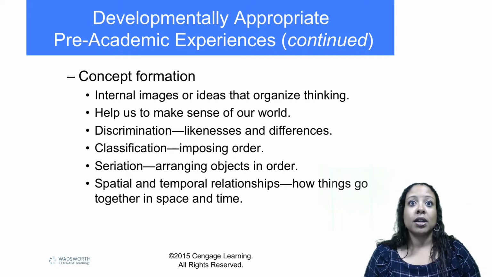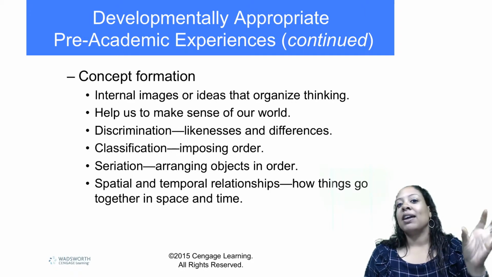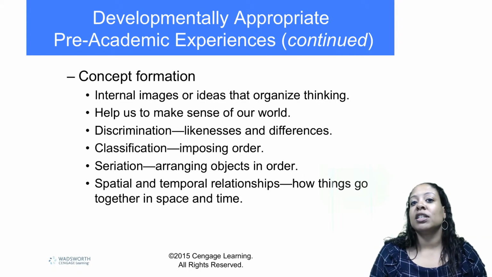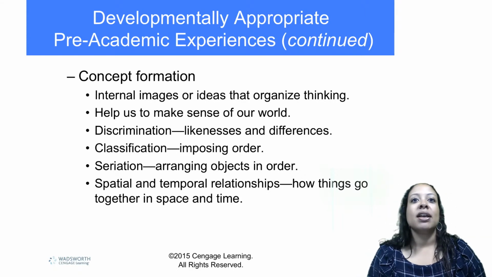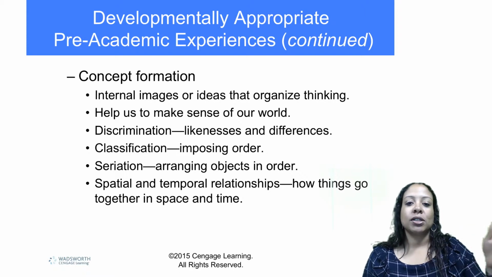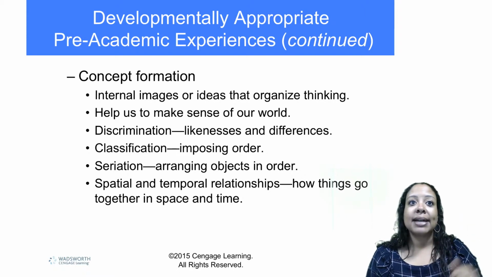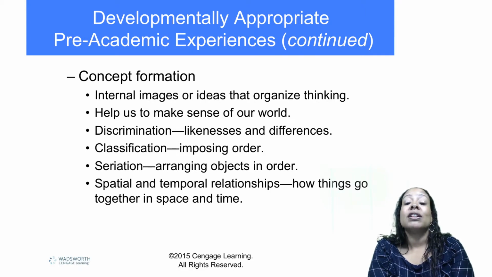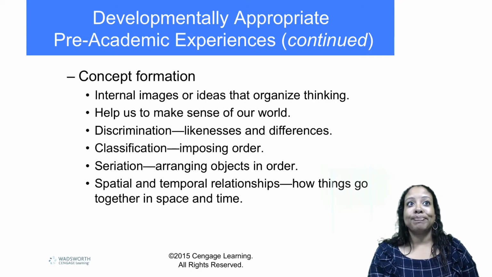So putting things in, classifying, for example, different types of animals. How do we classify zoo animals versus farm animals or ocean animals? Seriation is arranging objects in order, maybe by color, maybe by size. Spatial and temporal relationships, how things go together in space and time.